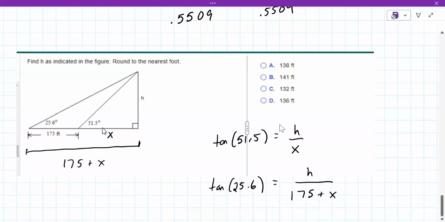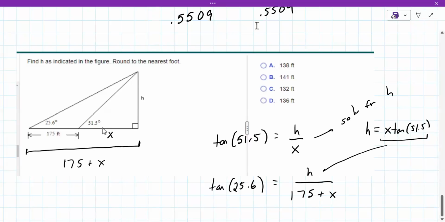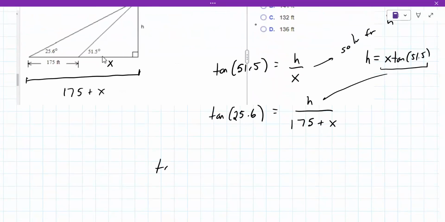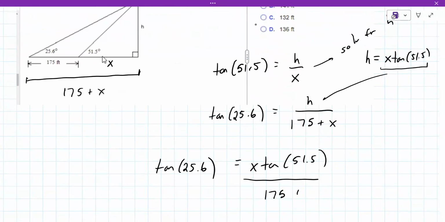So you have two equations and two unknowns. There are a couple of ways to solve it. Most students end up having to solve for X first. So they solve this one for H. H ends up being X tangent 51.5. And that goes into the other equation there. So you have tangent 25.6 equals X tangent 51.5 over 175 plus X.